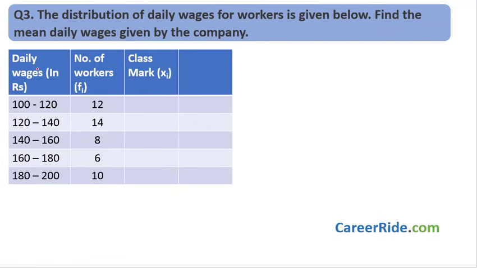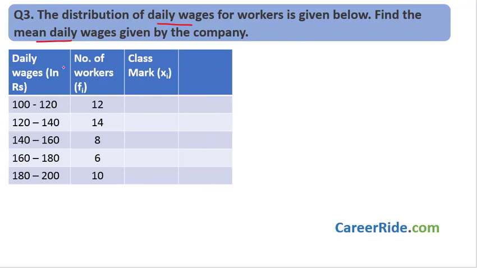Okay, so let us see one more practice question. Question number 3. The distribution of daily wages for workers is given below. Find the mean daily wages given by the company. Again, a very easy question. We are again going to see the power of assumed mean here.